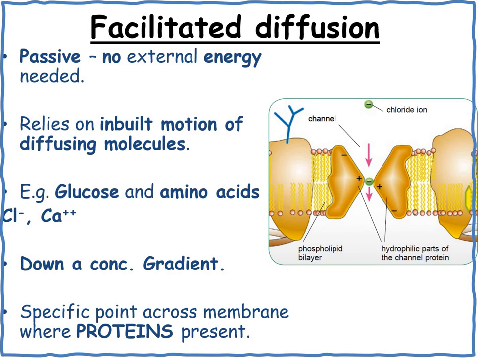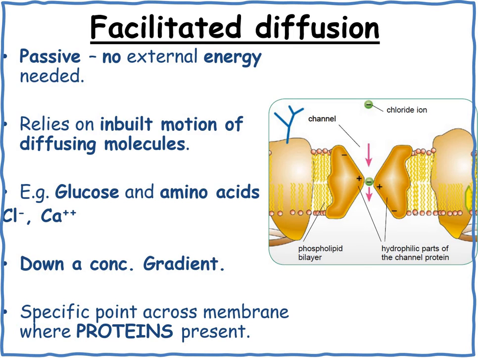So facilitated diffusion now is still passive, so it doesn't need any energy. It relies on the inbuilt motion of the diffusing molecules. So things that can be facilitatedly diffused are glucose, amino acids, chlorine, calcium, etc. And they still go down a concentration gradient from high to low concentration.